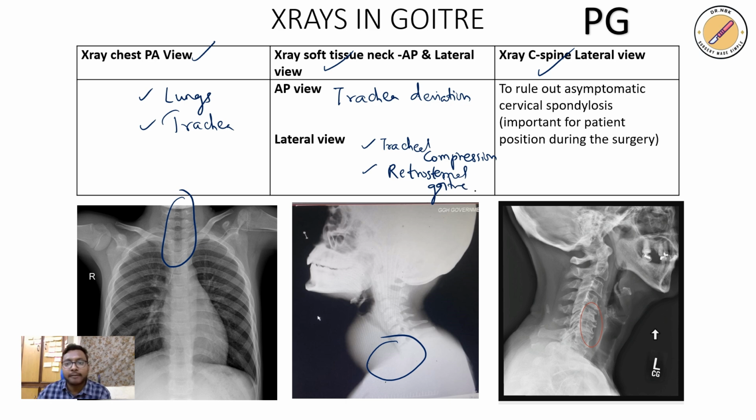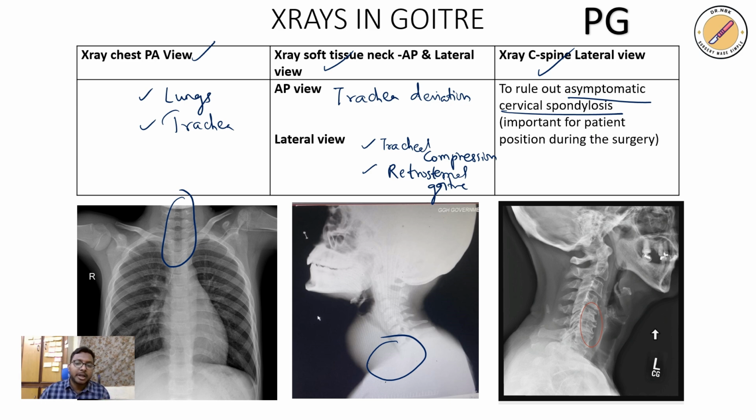You can find it on lateral view. And coming to C-spine lateral view, why is it important? Because when you are doing the thyroidectomy, you are keeping the patient in Rose position. That means hyperextension of the neck will be there. So to rule out any asymptomatic cervical spondylosis, you are going for X-ray C-spine lateral view.